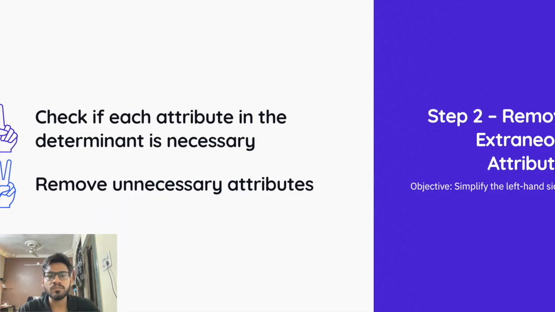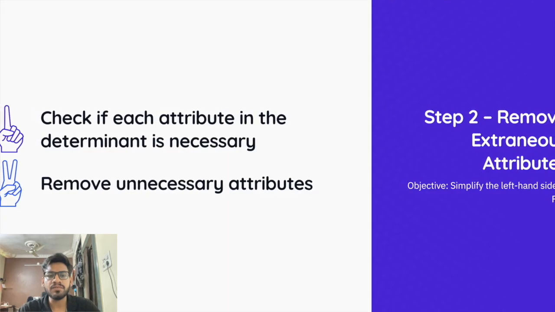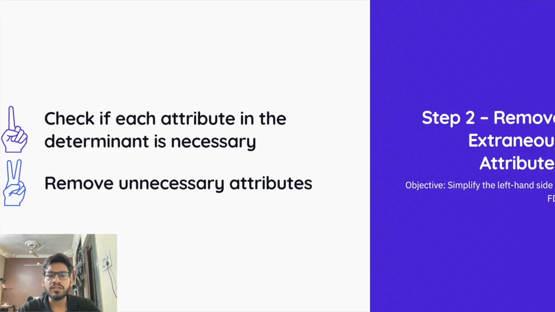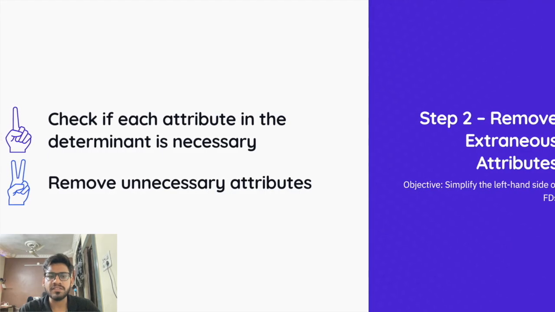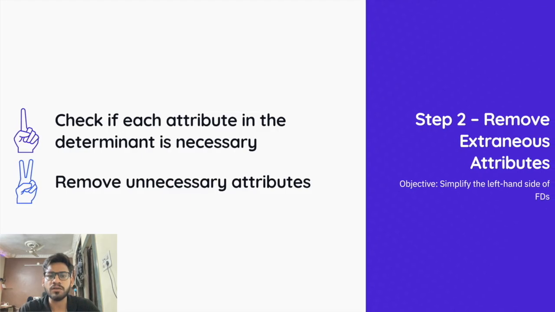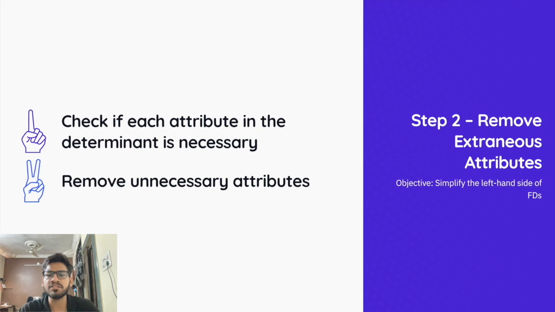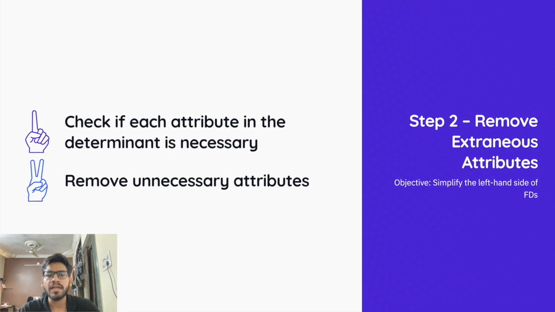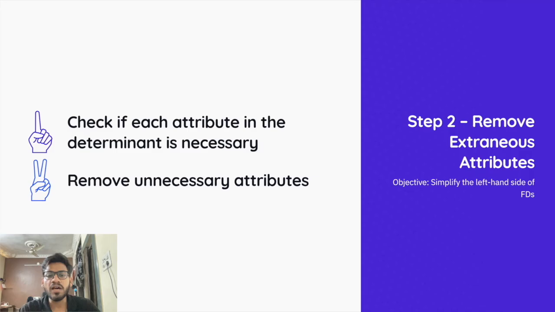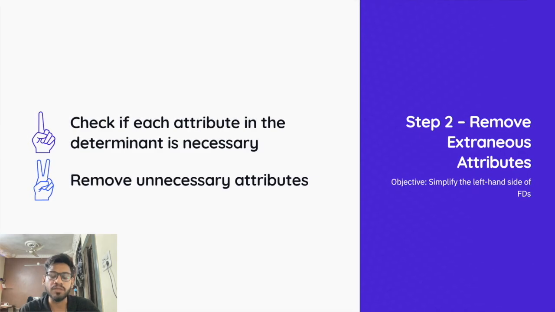The next step is cleaning up the left hand side. We test if each attribute in the determinant is really necessary. If an attribute can be removed without affecting the outcome, it is considered extraneous. For example, AB to C. If B alone determines C, then A is unnecessary and should be removed.